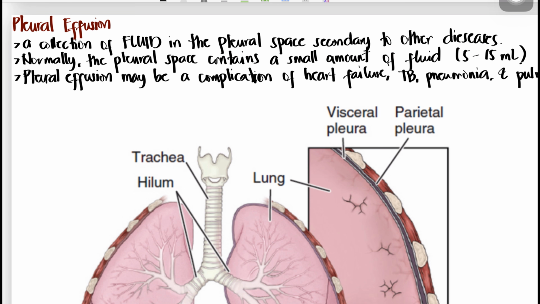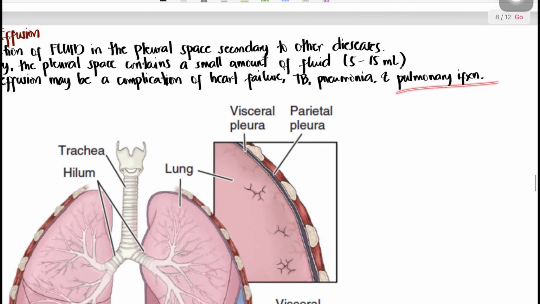Normally, guys, meron namang fluid dyan in our pleural space. That fluid serves as a lubrication para when we inhale and exhale, hindi siya sobrang sakit, hindi siya mag-rub against each other. Kailan ba dadami or mag-a-accumulate yung fluid na yun? Kapag meron kang complication due to heart failure, TB, pneumonia, and pulmonary infection.